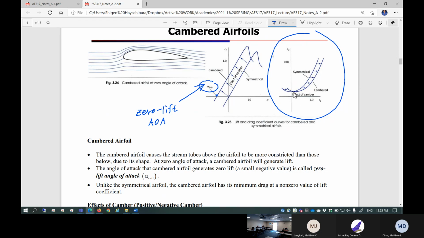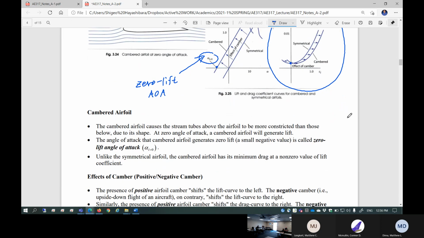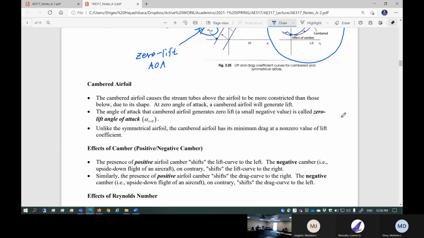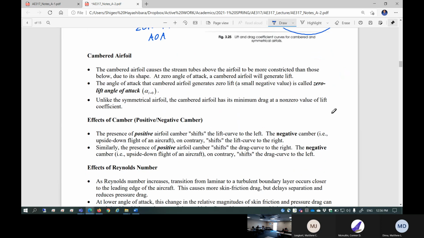Okay. However, CD-CL plot, if it's a symmetric wing, minimum value is right here, right? So this is a drag minimum value, CD min. CD min is shifted. CD min is always shifted if it's cambered. Okay. So the drag polar characteristics is going to be slightly modified if you put the camber. Okay, but still you probably want to put the camber, especially for low speed airplanes. Okay. Now, so that's the effects of camber.